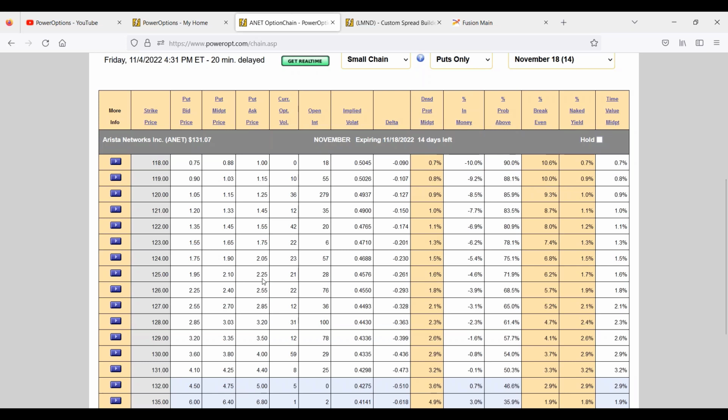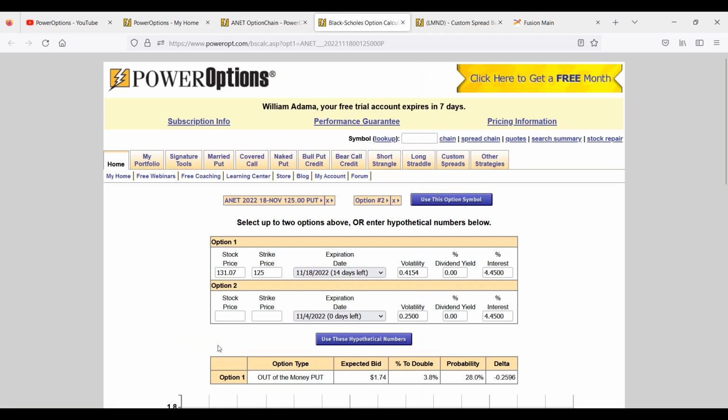Now, the easiest way to do this on PowerOptions, of course, to calculate what your option might be worth, is if I'm right here on the chain, already looking at my option, I'll want to go into the More Information button. We'll go into Calculators, and we'll go just into Black-Scholes. It's just a simple Black-Scholes calculator. Shows us the stock's currently at 131.07. We're analyzing a 125 strike put with 14 days remaining to expiration, and our current implied volatility in this option is 0.4154. No dividends, and the interest rates, of course, are now back up to 4.45.